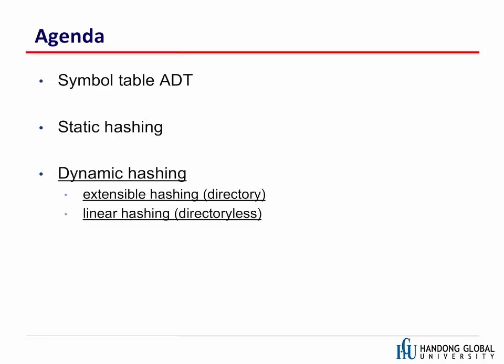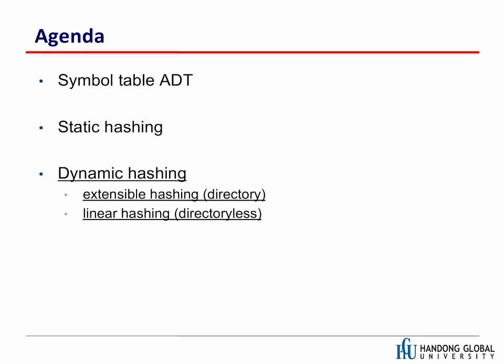Okay, this is the last topic of hashing. Previously we talked about static hashing. In static hashing, we had overflow problems and we talked about how to design the hash functions. We talked about the basic issues of hashing and the benefits of hashing. But static hashing has some problems, so to overcome those issues, we're going to talk about dynamic hashing.